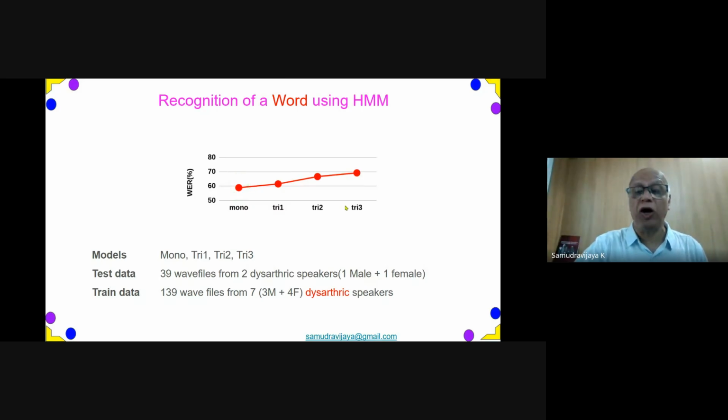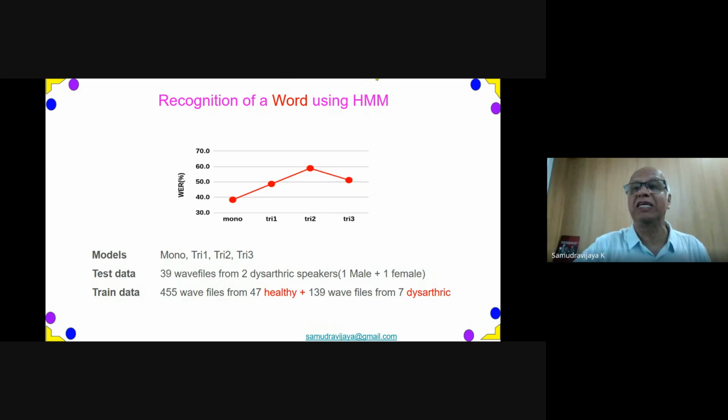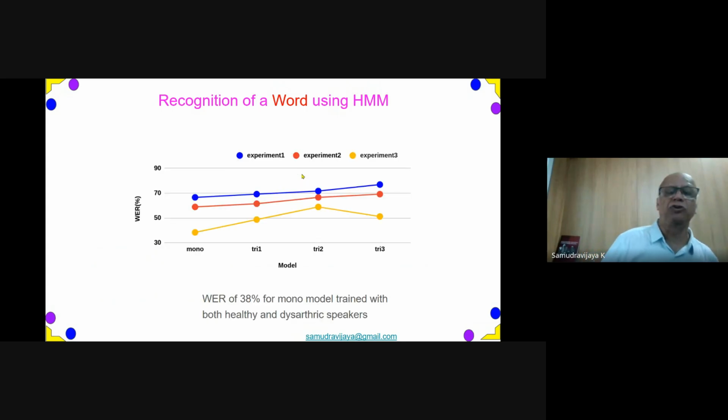Now, what if we use both sets of data? That is, data from healthy speakers and also dysarthric people to train the system. Now we have more data, and when the amount of data is more, the performance improved much. The word error rate decreased. The lowest word error rate was below 40% for monophone, and you see that even the complicated models' performance started changing. So this is the situation where a person is able to speak only one word, and here is a summary.